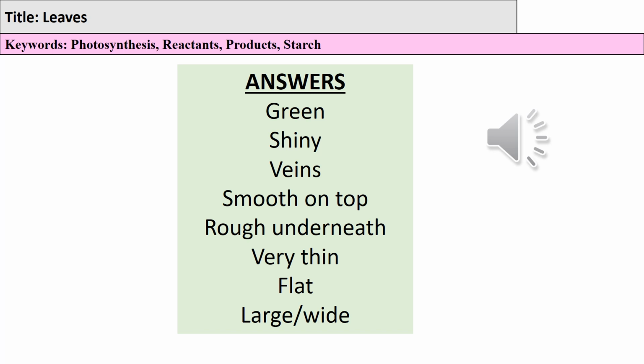You should have come up with things like green, shiny, veins, they're smooth on top, that protects them from losing too much water. Very thin, very flat, large, wide, they're rougher underneath. So add to your list anything that you might have missed off.